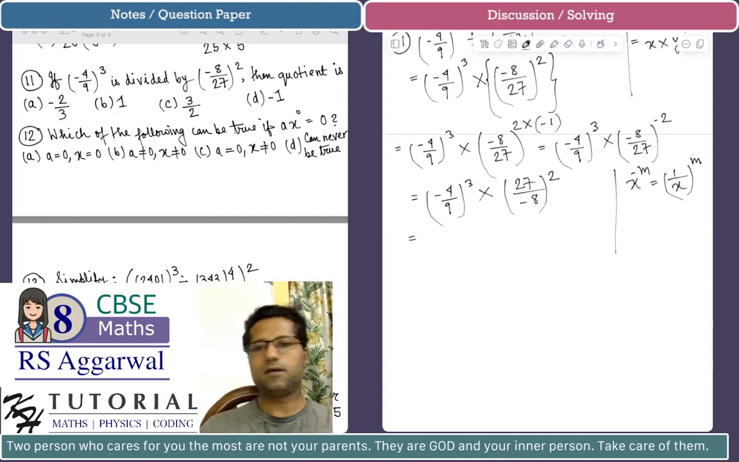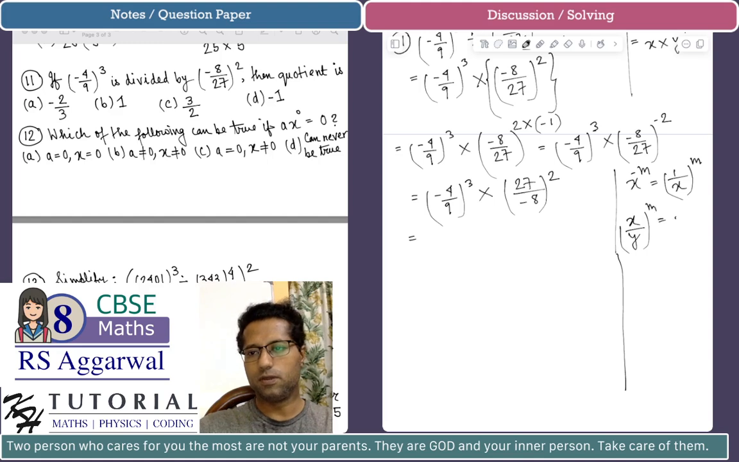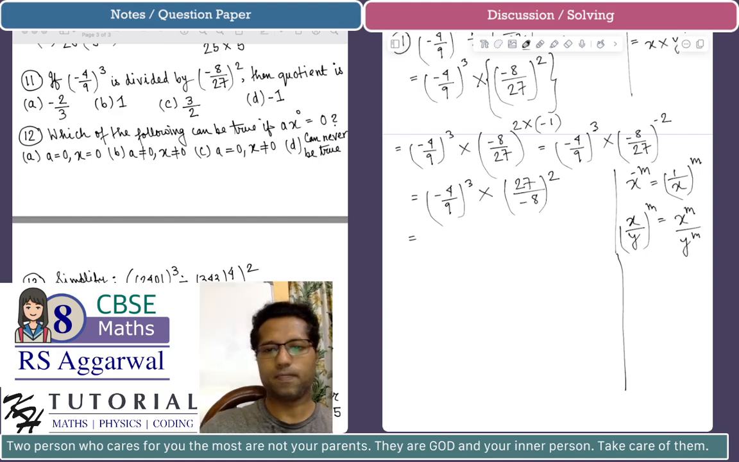Now we will break all the exponents. We will break the exponential terms into rational terms. That is, by that I mean, if we have x by y raised to the power m, it will be equal to x to the power m divided by y to the power m.